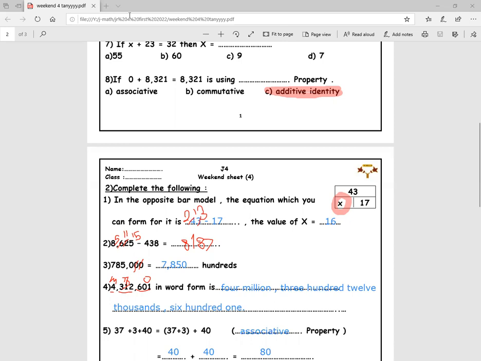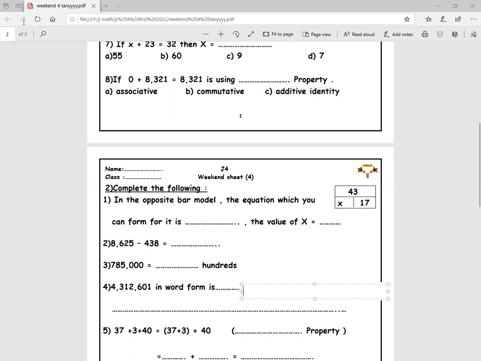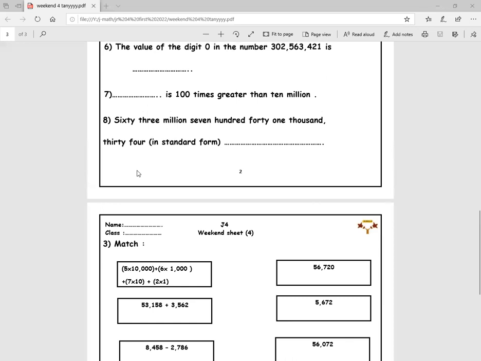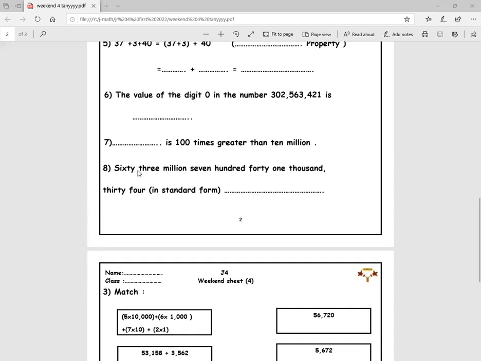Let's continue. The value of the digit 0 in this number. So remember, junior, 0 is always 0. The place can be different, but the value of 0 is always 0. What is 100 times greater than 10 million? 100 times greater means I multiply by 100.